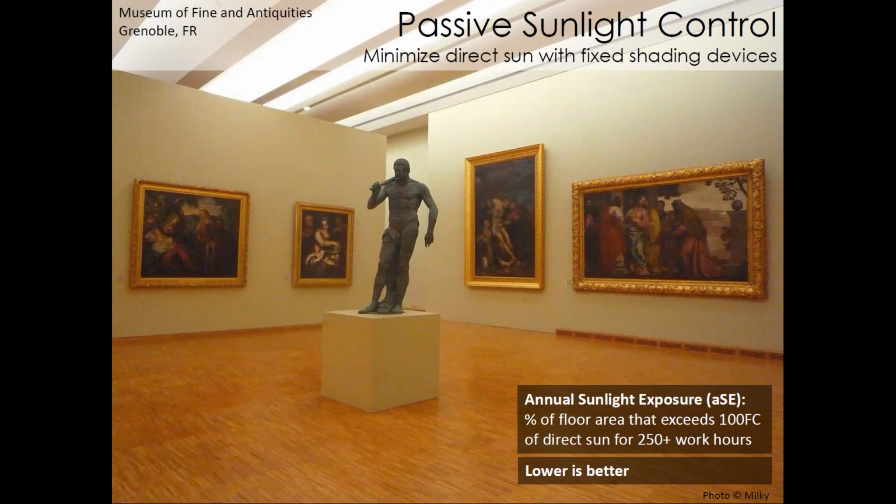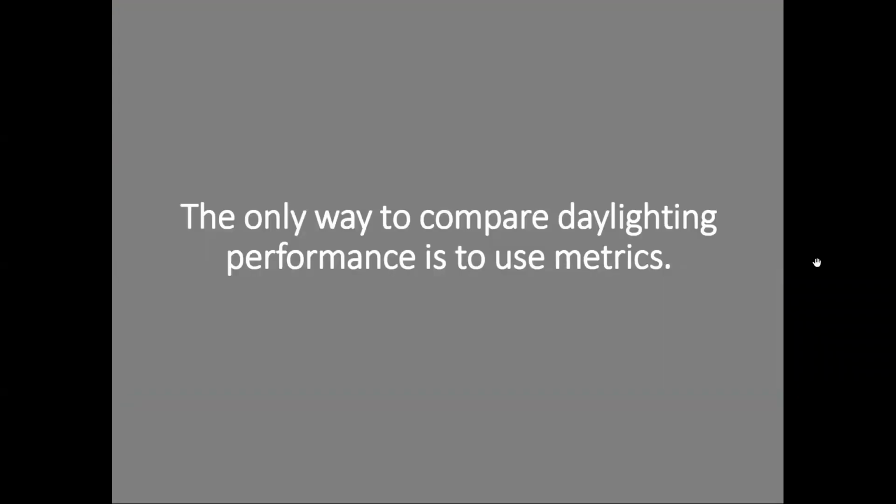ASE is defined essentially as the percentage of floor area that receives 100-foot candles or greater of direct sun, which excludes reflections and light from the sky, for at least 250 work hours. And to achieve the LEED v4 daylight credit, you must meet a maximum ASE of 10% of the floor area. However, LEED recognizes that automated shading systems already sufficiently account for direct glare control, so they are exempt from the ASE requirement.